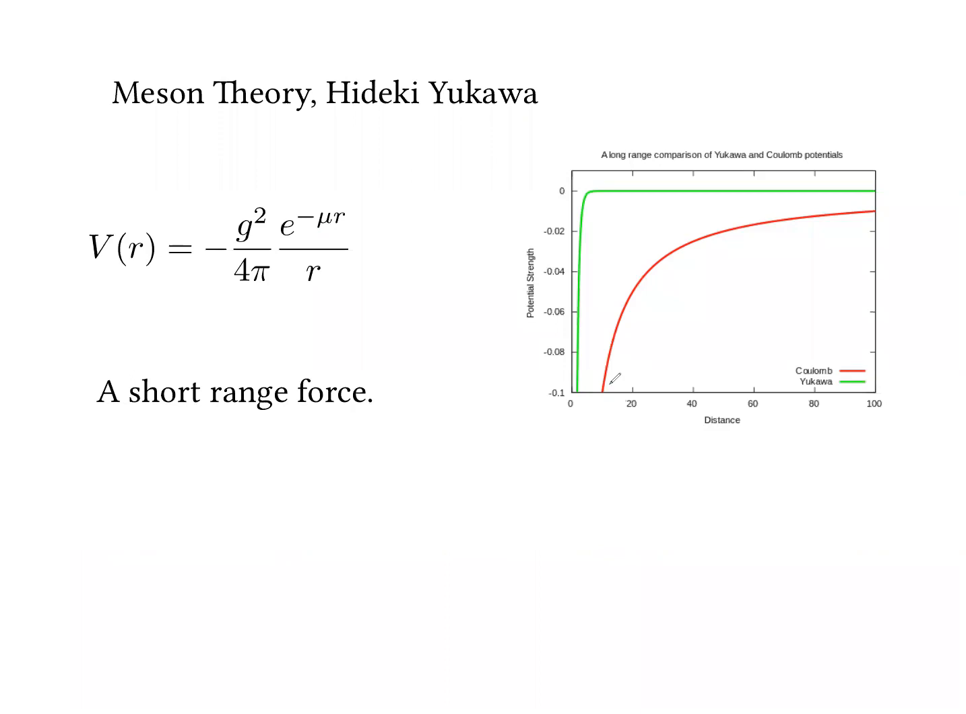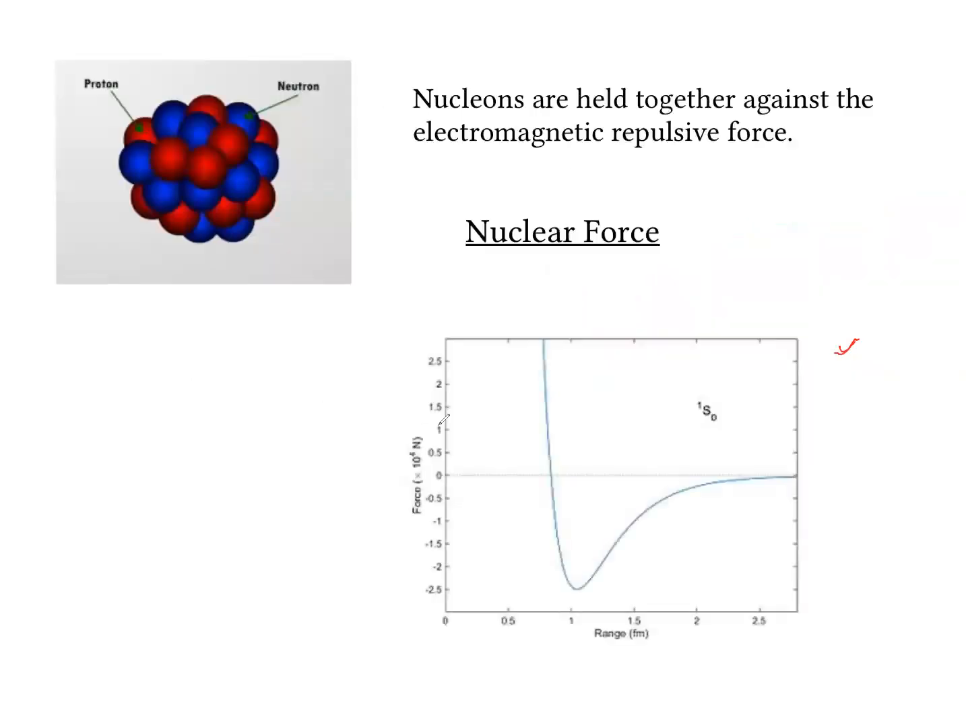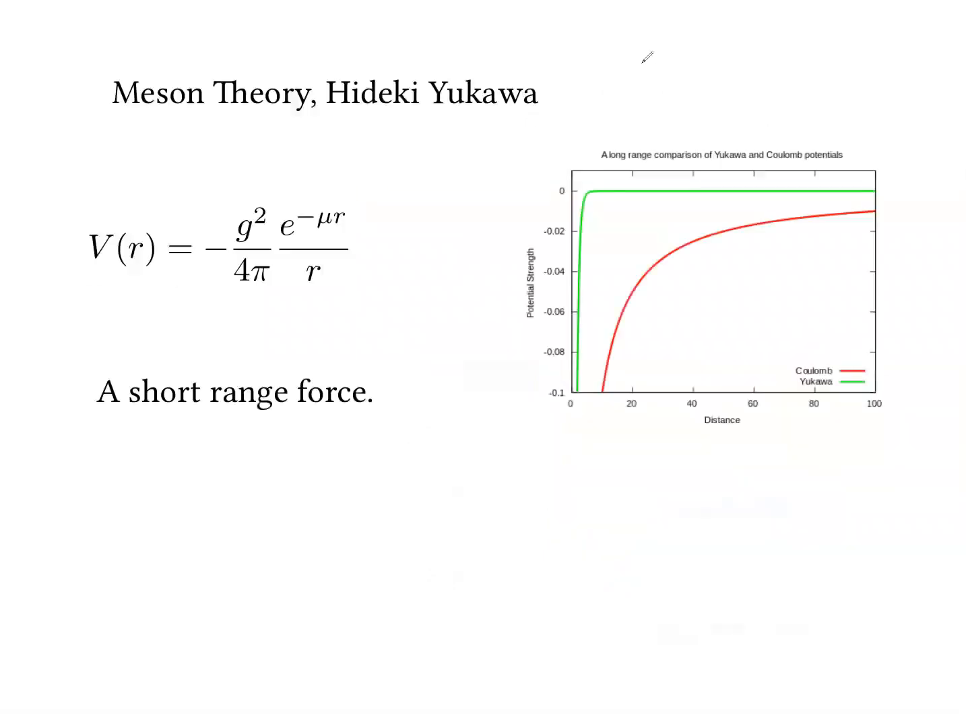So it is plotted here against distance. The red is Coulomb's potential, which goes to infinity. And this Yukawa potential, the meson theory, has a very attractive force, and after that, there is almost no force. After this, the force is almost 0. So the attraction will be within this region only. So it is a short range force.